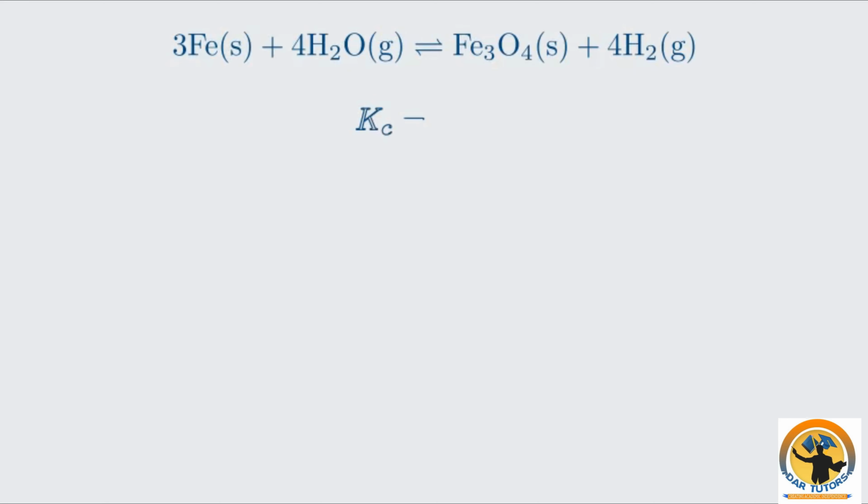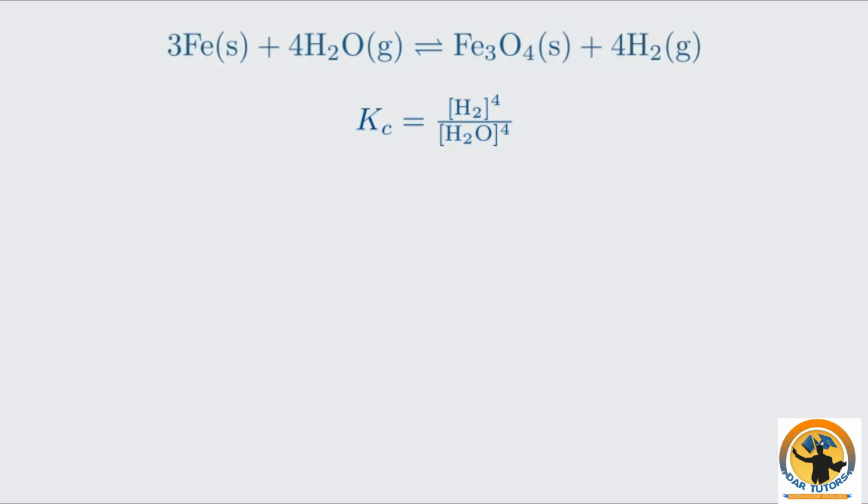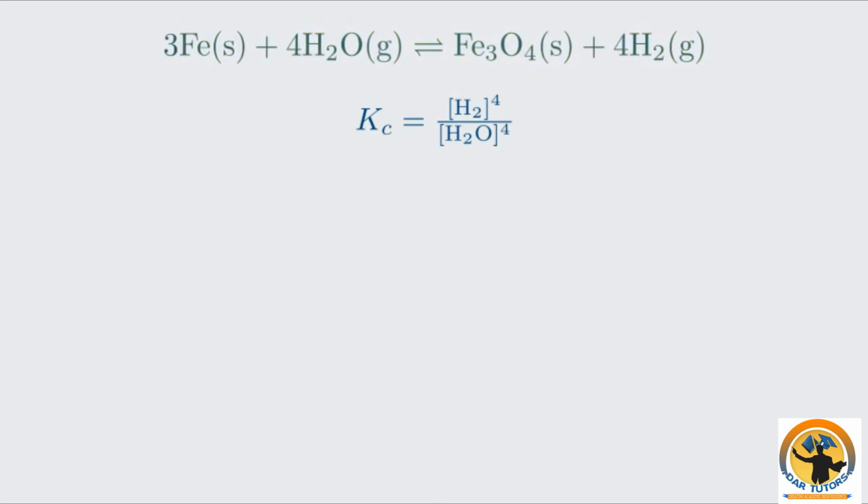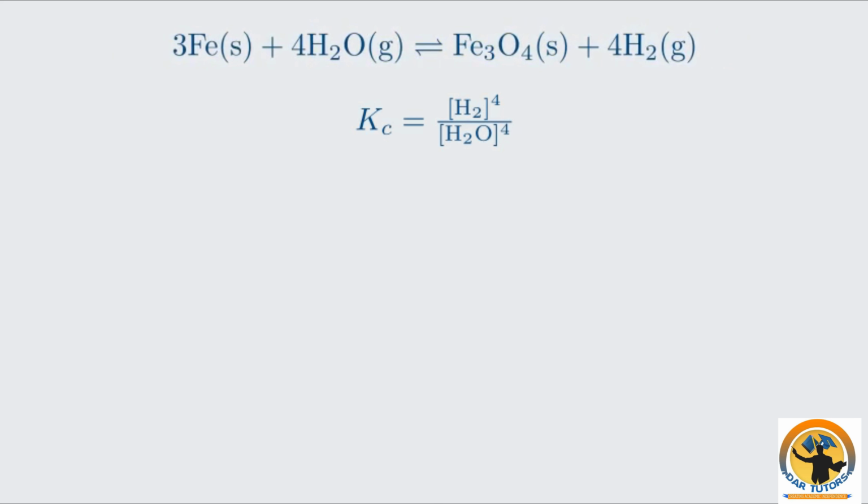Our Kc expression is the concentration of hydrogen, H2, raised to the fourth power, divided by the concentration of steam, H2O, also raised to the fourth power. Notice how the phase of each component is absolutely critical. Incorrectly including a solid or liquid would give you an incorrect expression. So always check the state symbols.